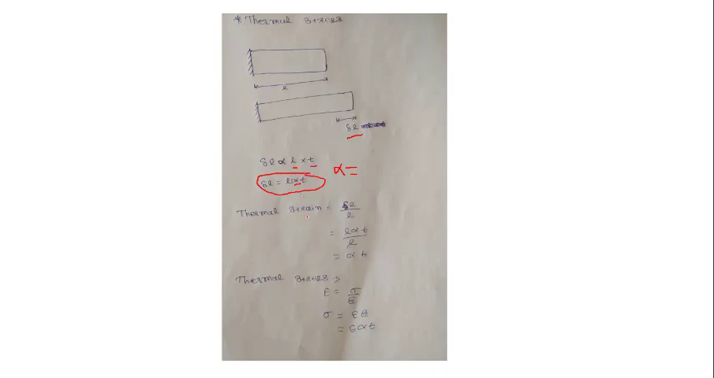Now thermal strain. We know the equation of strain is delta L upon L. Now in thermal, due to temperature rise, the length is increased, so delta L is L alpha T. So we will replace delta L with L alpha T. It is L alpha T divided by L. We can cancel L in numerator and denominator, so we get alpha into T. So we get thermal strain epsilon is equal to alpha into T.